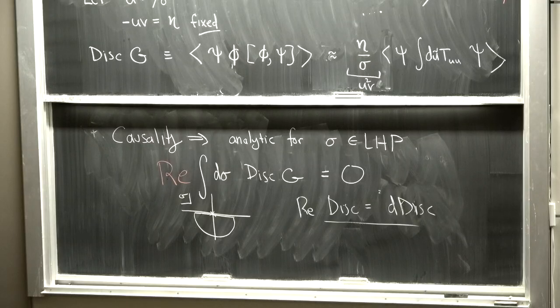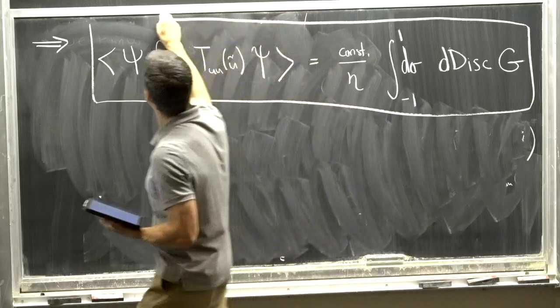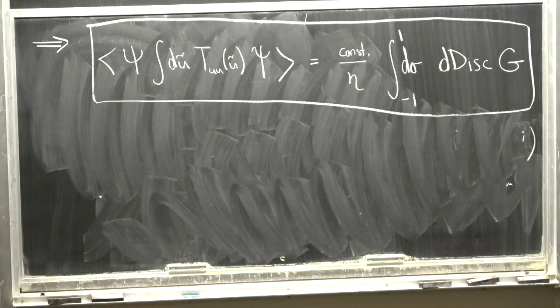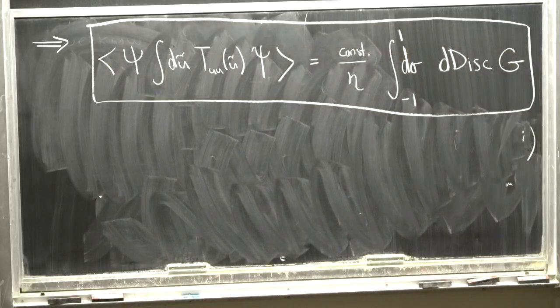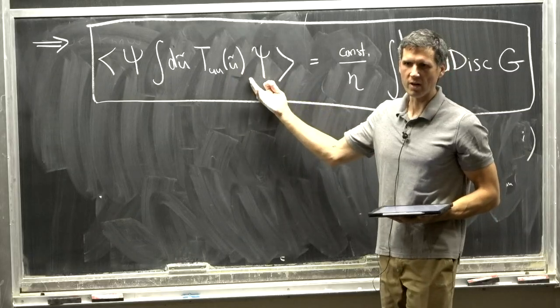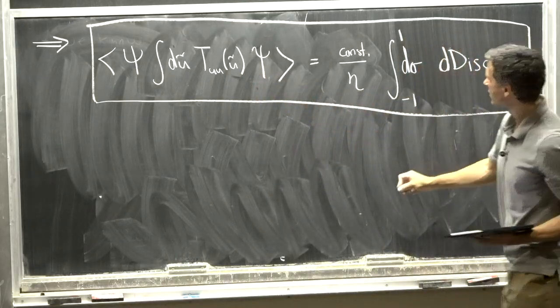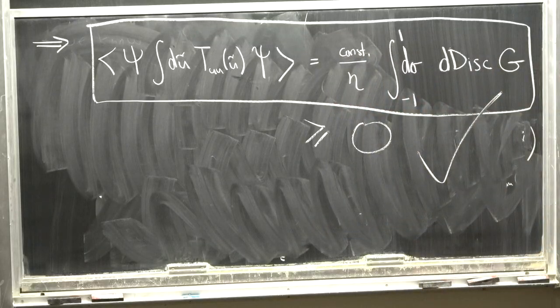So that gives us this formula relating the average null energy to the double discontinuity of the 4-point function. And now we're done, okay? The double discontinuity is positive by Rindler positivity, and we've derived a sum rule that relates the average null energy in the state created by psi to something that's manifestly positive. That's greater than 0, and that's the average null energy condition in this 4-point function.